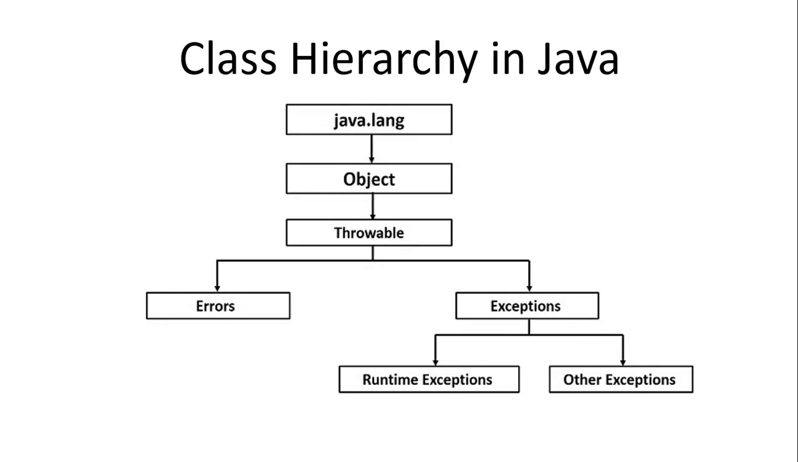So let's see the class hierarchy in Java. Object, and we have throwable, and it's divided into two parts: errors and exceptions. We discussed errors, and also we have an understanding of exceptions, runtime exceptions. Exceptions again are divided into runtime exceptions and other exceptions.